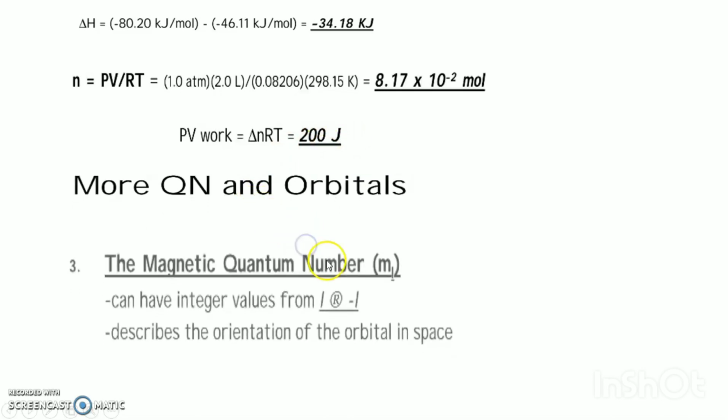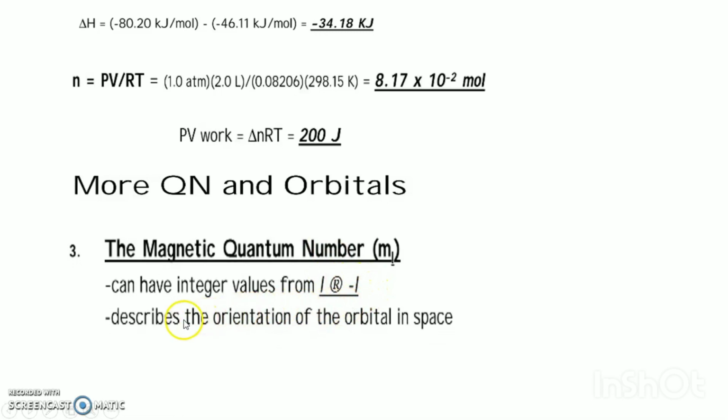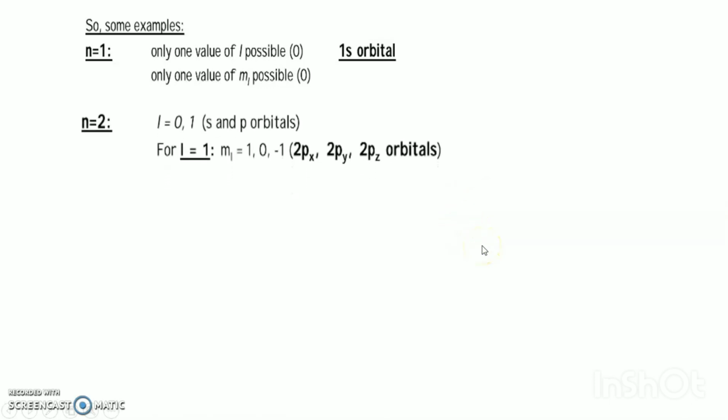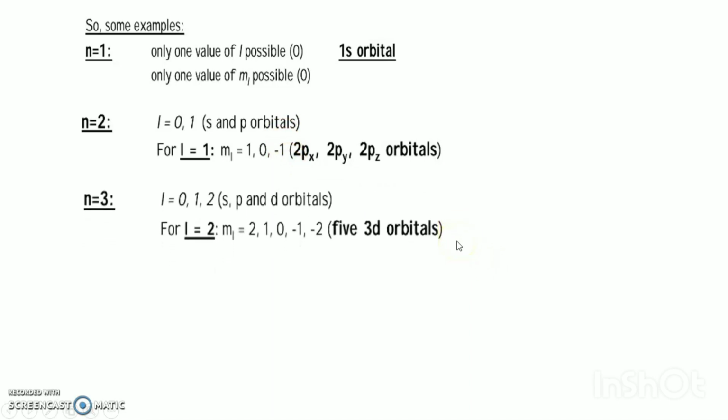More quantum numbers and orbitals. The magnetic quantum number can have integer values from 1 to minus 1, and describes the orientation of the orbital in space. Some examples: n equals 1, only one value of L is possible, 0, and only one value of ml is possible, 0, the first orbital. For the second shell, L is equal to 0 and 1, s and p orbitals, and ml is equal to 1, 0 and minus 1. These are the 2px, 2py, 2pz orbitals. And for L equals 2, ml is equal to 2, 1, 0, minus 1, minus 2: five 3d orbitals.